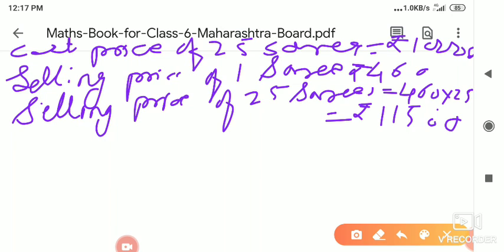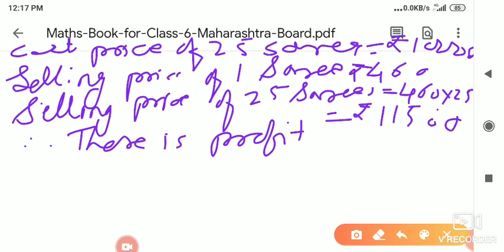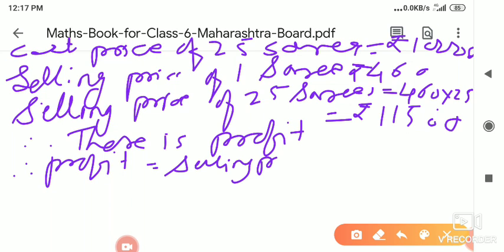Okay, so here there is a profit, because the cost price is 10,000 and the selling price is 11,500. Therefore there is a profit, and that's why profit is here. So the profit formula: profit is equal to SP, which means selling price, minus cost price.